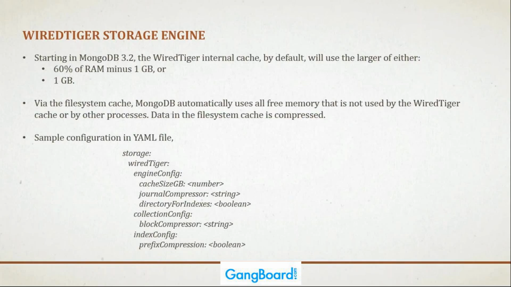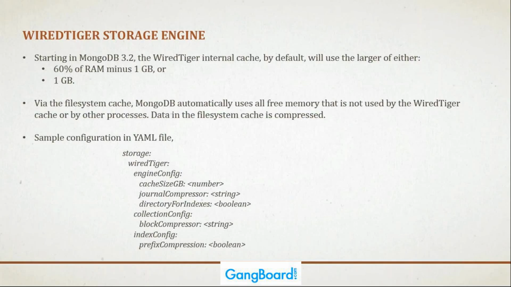So 60% of 2 GB memory, is it occupied by the WiredTiger internal cache? No. Let's say you have 4 GB of RAM in your system. When you are starting, MongoDB will take 60% of RAM minus 1 GB. 60% means 2.4 GB minus 1 GB, that is 1.4 GB. So the MongoDB WiredTiger internal cache will take 1.4 GB.